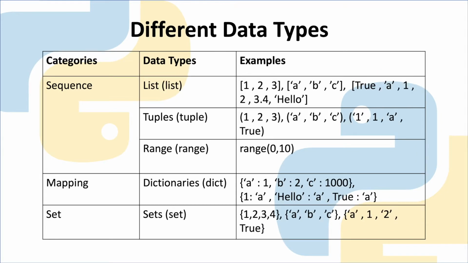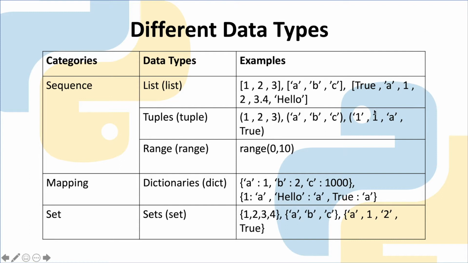In the sequence category, as you guys can see, we have three types of data types. The first is list, the second is tuple, and the third is range. Think of lists as any other list that you normally make of different items. In our case, every item will basically be a different data type. A list specifically doesn't have to consist of one data type, it can have different data types.